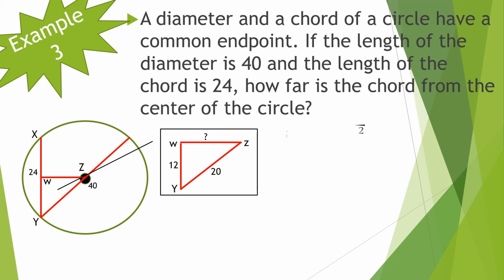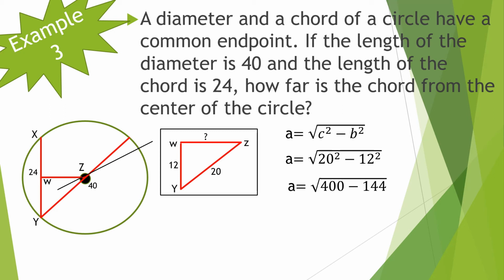So calling back the formula of the Pythagorean theorem, when one of the legs is unknown, A is equal to the square root of the square of the hypotenuse minus the square of the other leg of that right triangle. So A equals the square root of C squared minus B squared. Substitute, C is equal to 20, B is equal to 12. What is 20 squared? That is 400, minus 12 squared, that is 144. So 400 minus 144 is equal to 256.